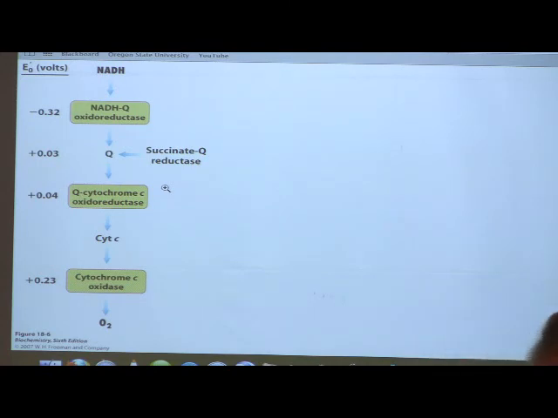It's not very mobile. Complex 1 transfers its electrons to this little guy called Q, more commonly called coenzyme Q, or CoQ. CoQ is a small molecule. It is very mobile. It can move in the mitochondrial membrane very readily, and that's very useful, as we shall see. Coenzyme Q accepts electrons in pairs. It takes a pair of electrons from NADH, but it only passes them off one at a time.